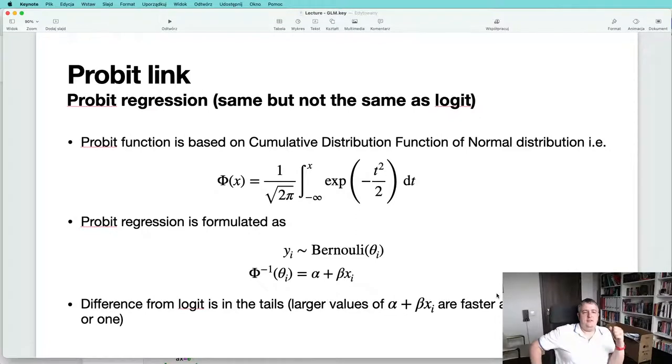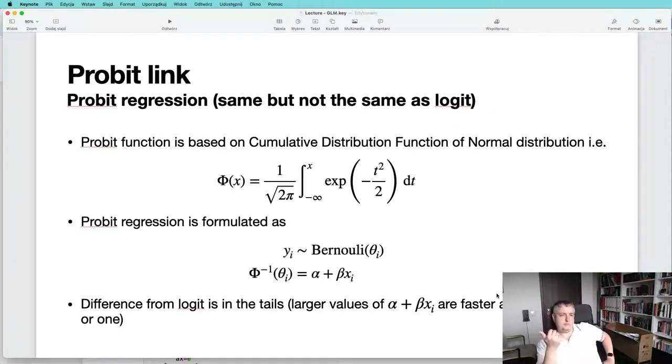Okay, and a different function that is also used is probit. Probit leads to so-called probit regression, which is very similar to the logit one. It also assigns a function that maps from 0, 1 to minus plus infinity, or otherwise from minus plus infinity to 0, 1. In this case, the function being used to map from reals to constrained values is the cumulative distribution function of a normal distribution.